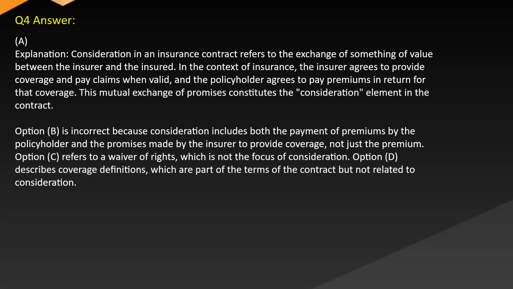Option B is incorrect because consideration includes both the payment of premiums by the policyholder and the promises made by the insurer to provide coverage, not just the premium. Option C refers to a waiver of rights, which is not the focus of consideration. Option D describes coverage definitions, which are part of the terms of the contract but not related to consideration.